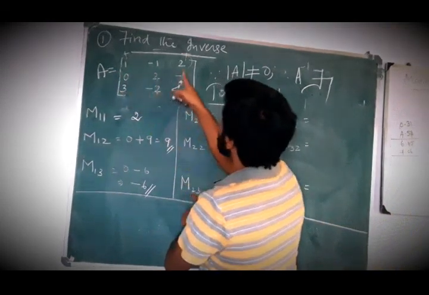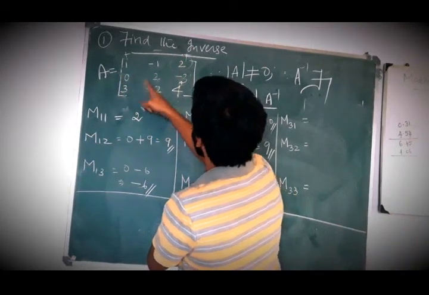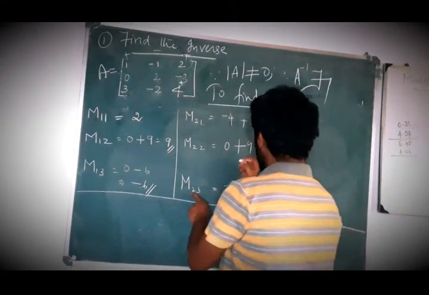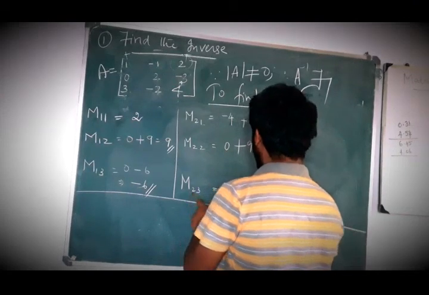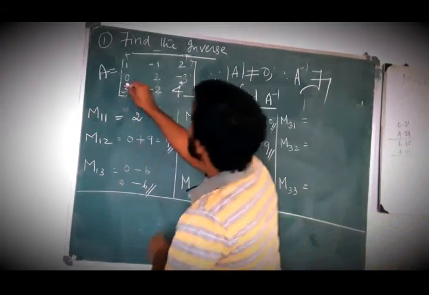M23, this element. So I have to eliminate this row and this column. Minus 2 into 1 is minus 2, plus 3 into minus 1 is minus 3. So minus 3, so 3 minus 2 is equal to 1. Is it clear? Now M31, third row, first element.